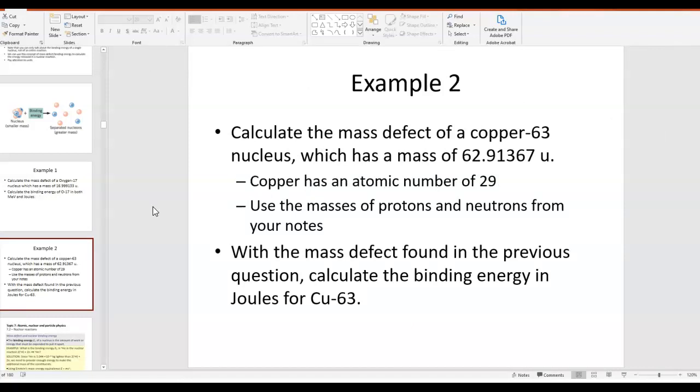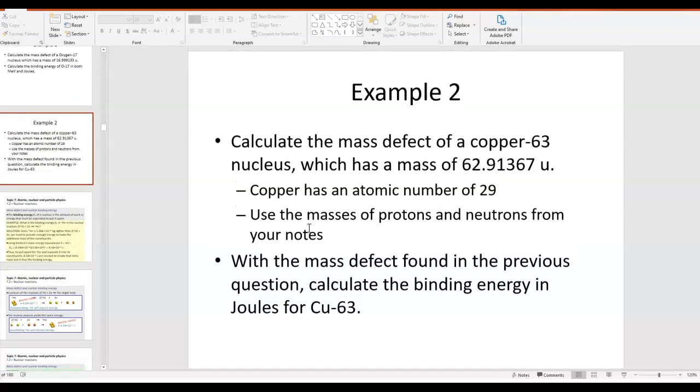Now, we are going to skip this one for now. I'm not going to work through it just in the interest of time, because I do want to end this video, but see if you can figure this out on your own. You should be able to do this calculation using the masses of the protons and neutrons given to you, since those are constants. You should be able to find the mass defect and then use it to find the binding energy in joules for copper-63. So pause it there. It might take you a few minutes, but go ahead and work through example 2 on your own.